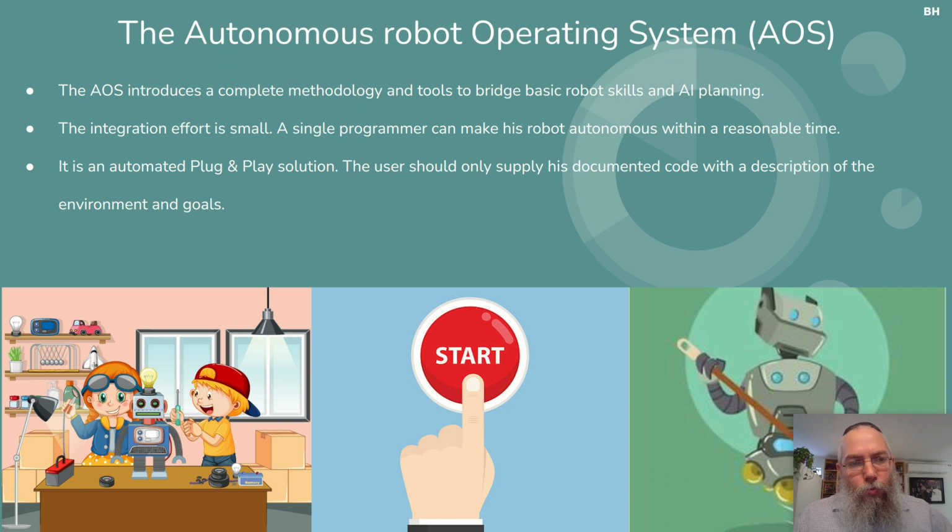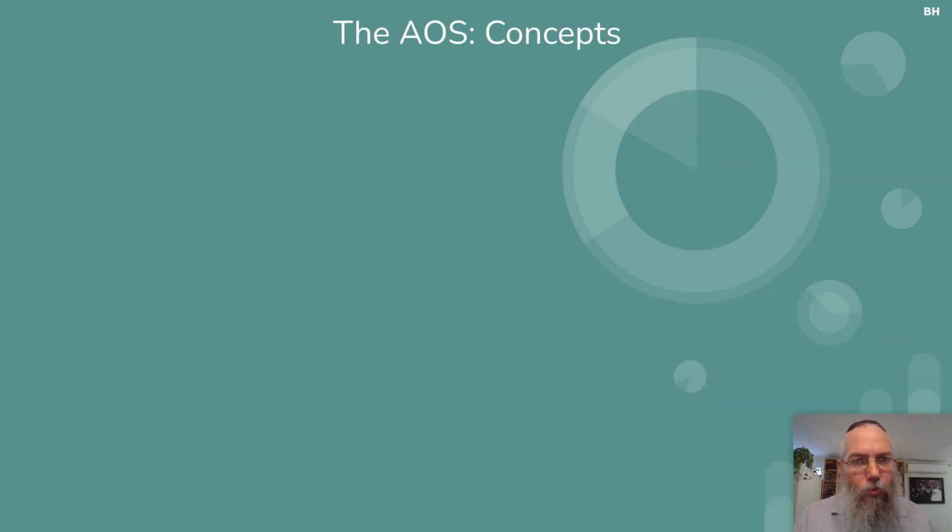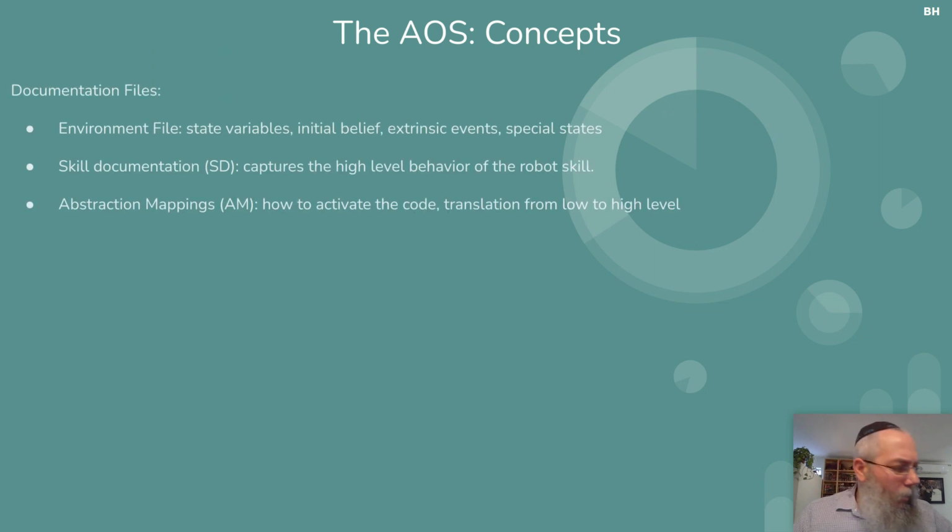It is an automated plug-and-play solution. What does it mean? The user should only document his skills, behavior, and also the environment and goals, and the system does the rest. What does it mean it does the rest? It stitches his skill code to the system, so no additional code is required to stitch between his code and the system, which is important for engineers. So let's talk about some concepts.